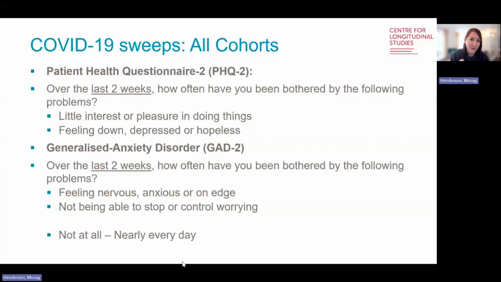These are quite recent measures that have been included in age 32 Next Steps, age 23 Millennium Cohort Study, and all of the COVID-19 specific sweeps. So these are two-item responses that capture depression and anxiety, and so there are opportunities for some cross-cohort analyses and within-individual analyses using those for Next Steps and the Millennium in particular.